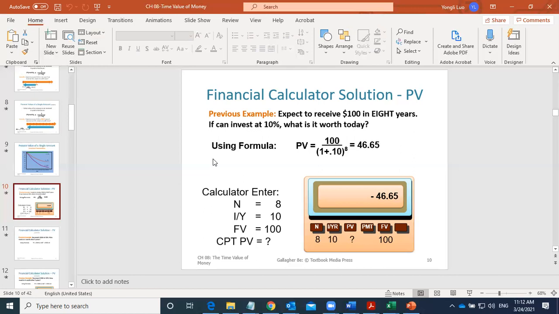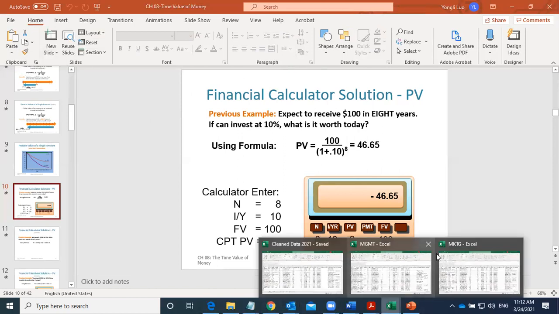So the financial calculator is also very helpful, especially in finance. If your major is management or some other major, it is okay. But if you major in finance, I strongly suggest getting a financial calculator. It won't cost that much, about $20. It's very convenient when you have the financial calculator, but if you don't, that's fine.